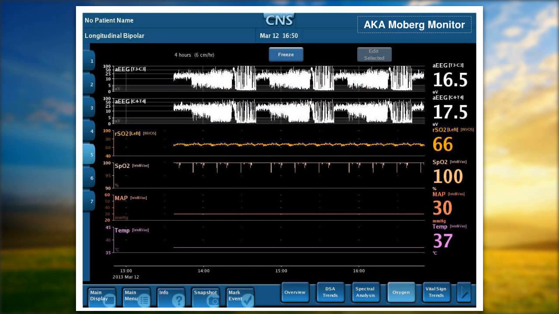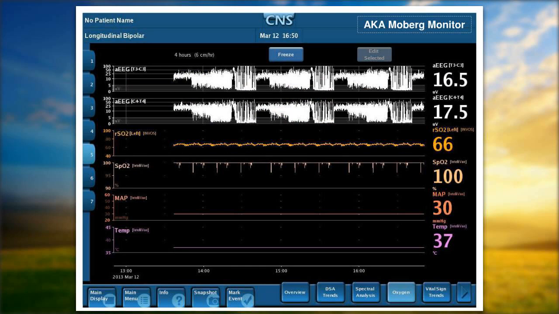So I want to just show you a little bit more about the Moberg device because it's not yet being fully utilized in all of its capacities in the nursery. This is what they call a multimodal monitor. So what you'll notice here on this screen, this is just a screenshot of the Moberg CNS monitor. And again, you're seeing the aEEG at the top. That's one of the modes that are monitored with this device.